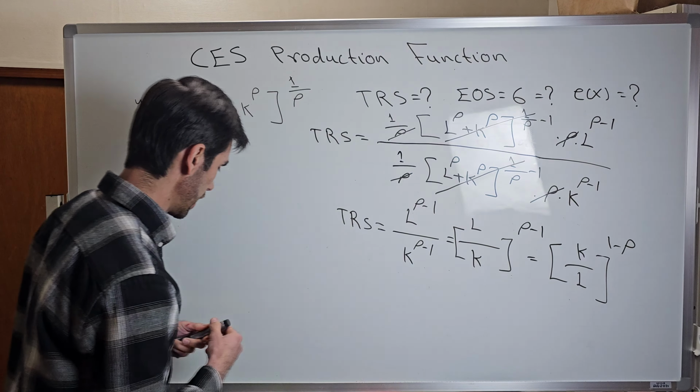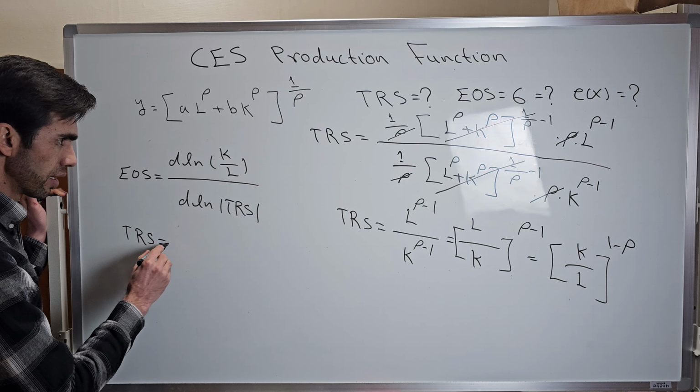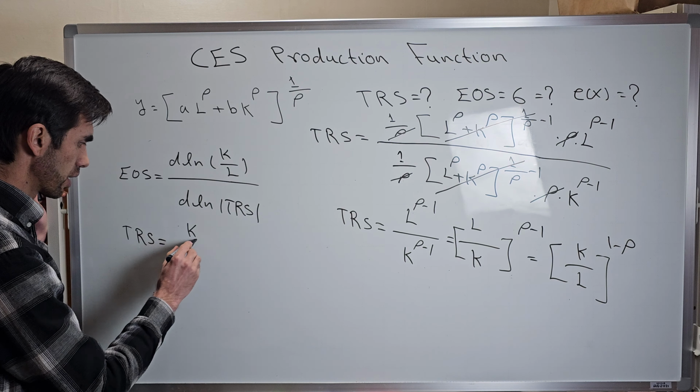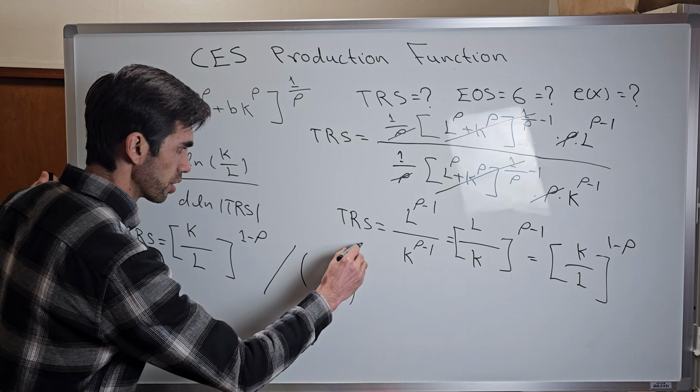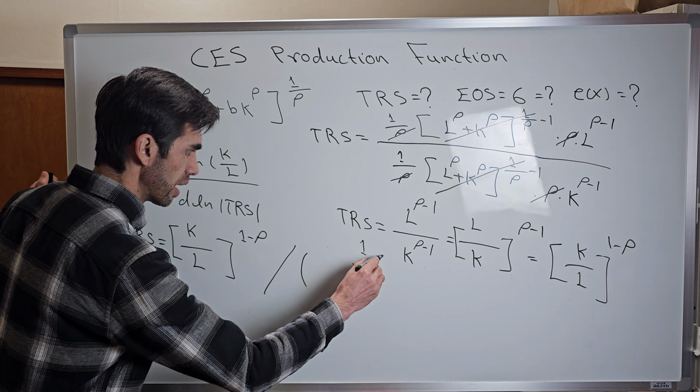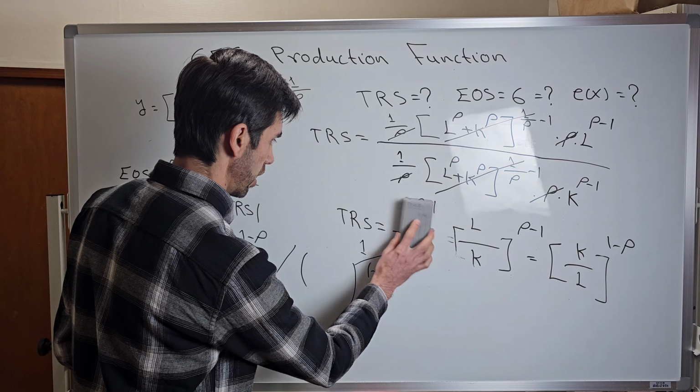So now we will have this term here. We need to make this formula appropriate for finding the elasticity of substitution. We have TRS equal to (K divided by L) to the power of 1 minus rho. Let's raise both sides to the power of 1 over (1 minus rho). So then, let me clean this side.